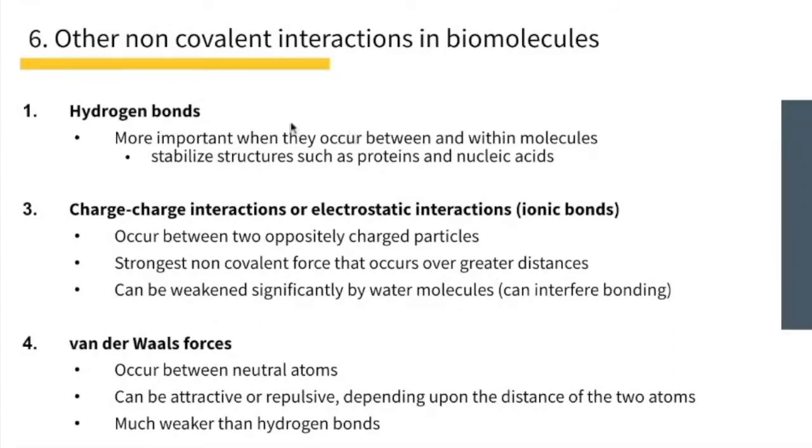Okay, so examples of other non-covalent interactions in biomolecules or in water molecules. One, hydrogen bonds, maybe interaction with other proteins or nucleic acids. Charge-charge interaction or electrostatic interaction, the ionic bonding, occurs between two oppositely charged particles. So a negative and a negative particle cannot interact with each other, right? It has to be oppositely charged. It is the strongest non-covalent force that occurs over greater distance, but can be weakened significantly by water molecules. So water molecules can interfere with the bonding of charge-charge interactions.